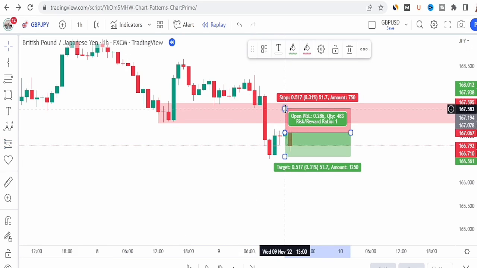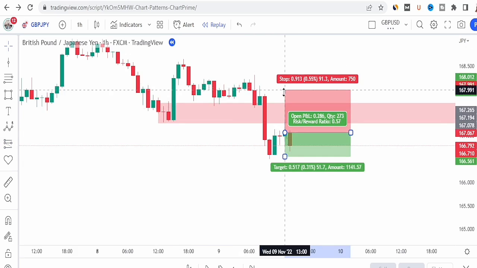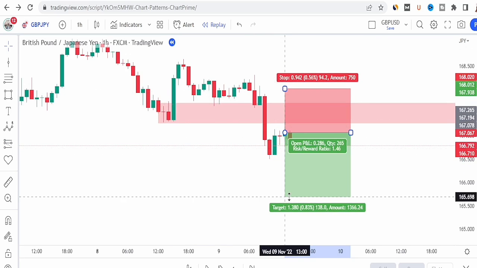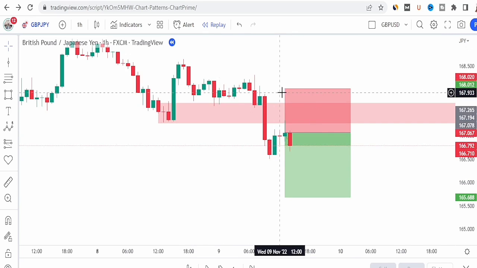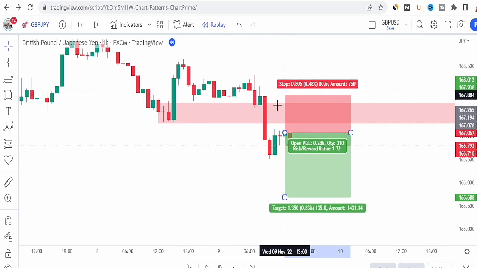You sell right here, and you put your stop loss above this zone. I don't put my stop loss in the zone, I give it a little bit of space, and my take profit should be a 1 to 1.5 risk to reward ratio. So sometimes it's going to be a win, sometimes it's not. There's no way that you can win 100% of the time.